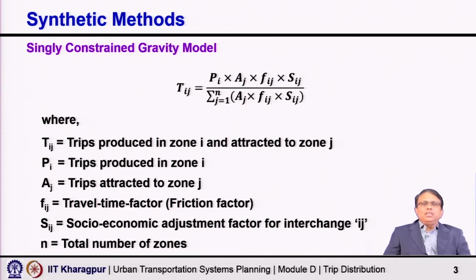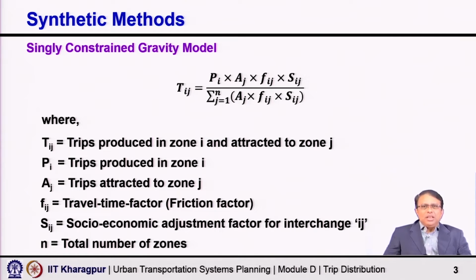We said here that T_ij equals P_i A_j F_ij divided by the sum over A_j F_ij. Let us for the moment ignore this S_ij, which is the socio-economic adjustment factor for interchange ij. Let us ignore that part and take all S_ij values as 1, or unity. So, let us start with a simpler formulation, P_i A_j F_ij by the sum over A_j F_ij.